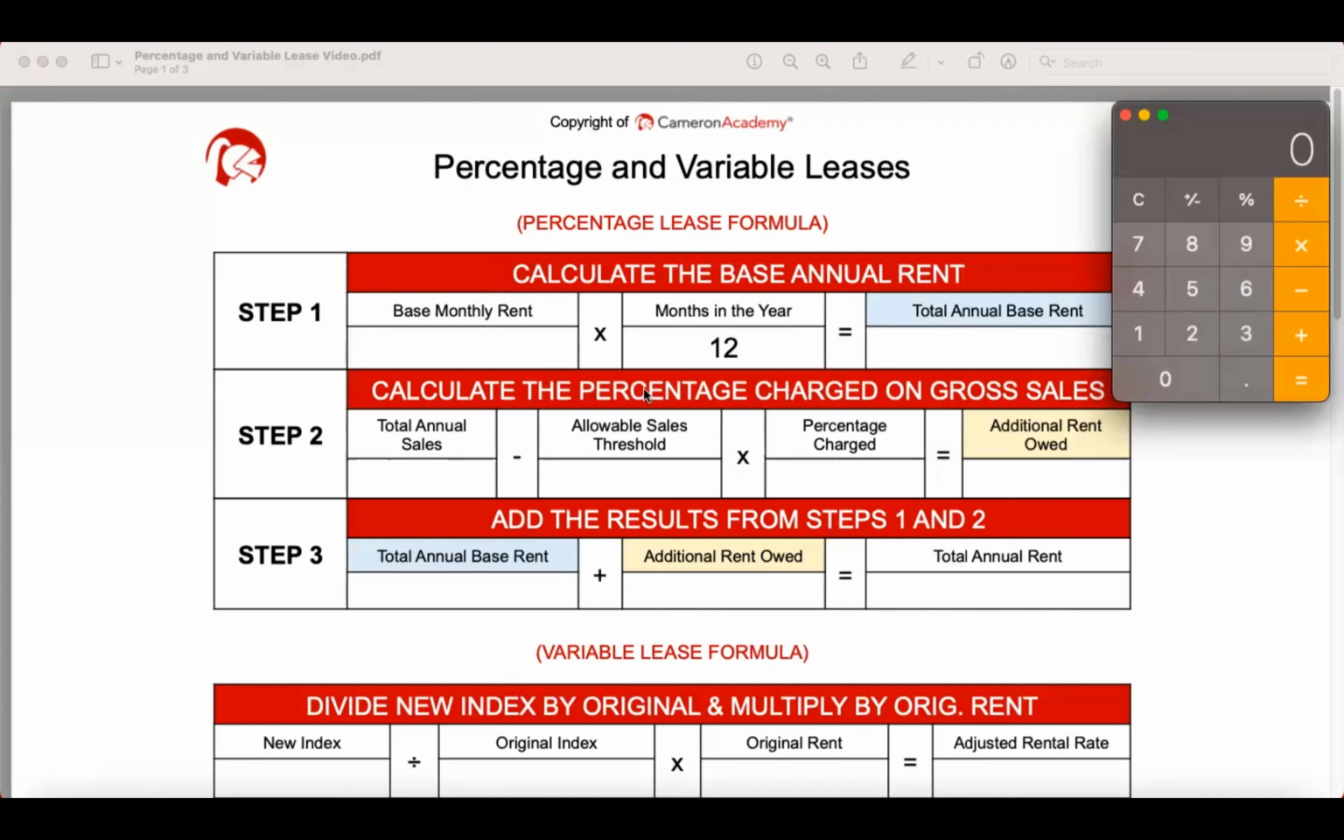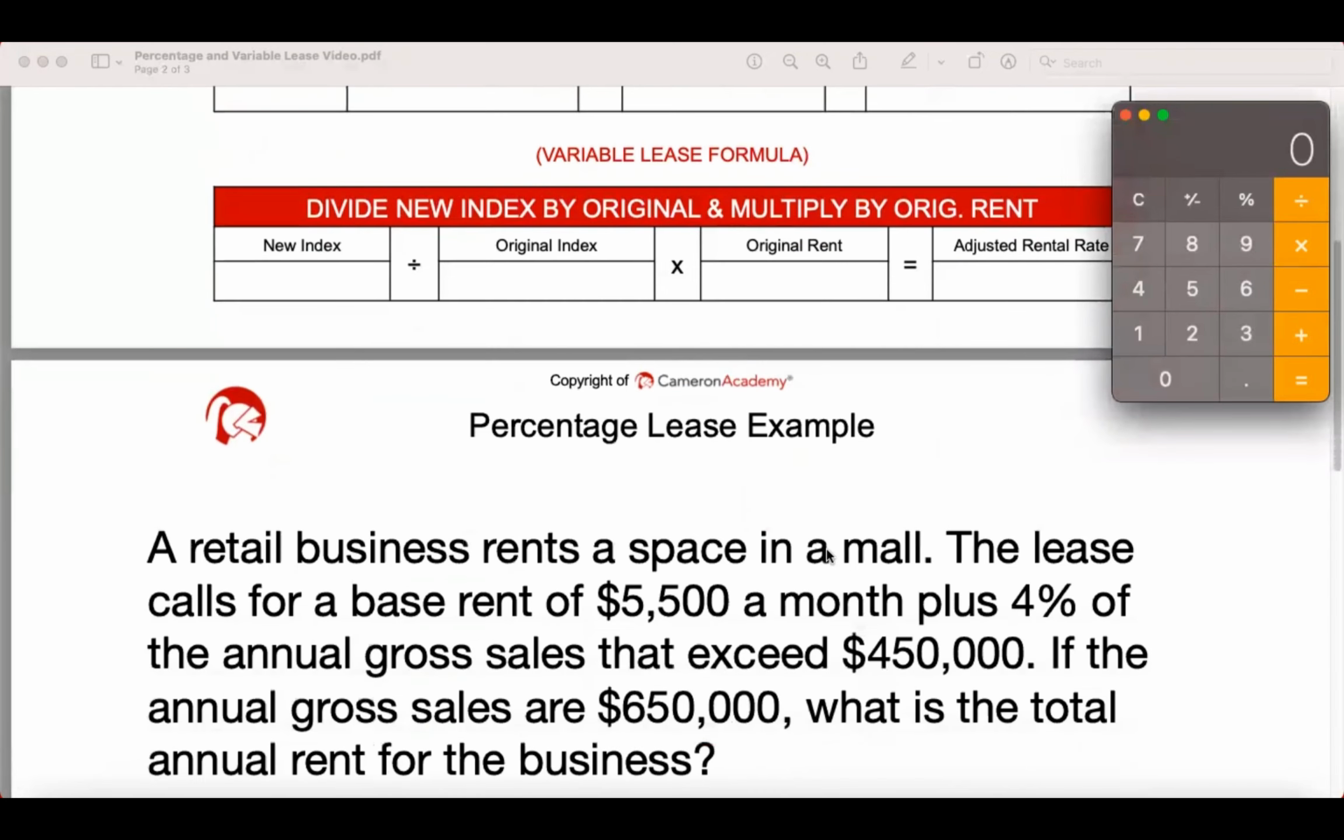Step number 2 is to calculate the percentage charge on gross sales. So whatever that percentage is, once again, they have to provide this to you in the question. They'll tell you the sales you have in the year, they'll tell you the threshold, and they'll tell you the percentage charge if you go over the threshold. So we'll see that in just a moment with an example. And step 3, add the results from step 1 and step 2. And it's as simple as that. So let's see an example of how this works.